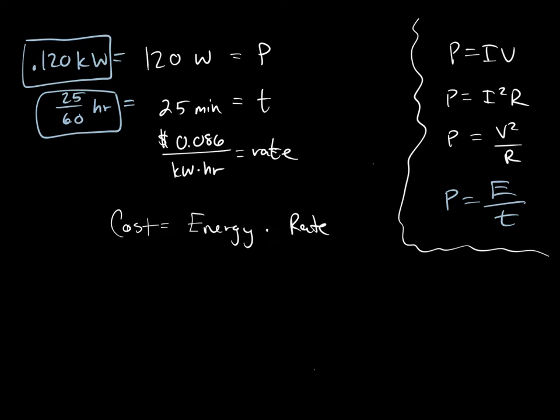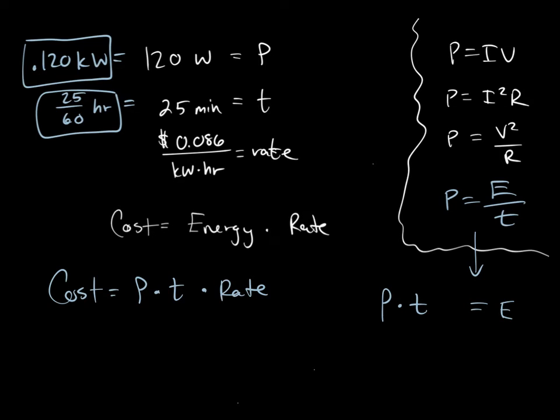What do I do? Amaya? Yeah, multiply by time. So solve this formula for capital E. It tells me that energy is just power times time. So this formula here is really just power times time times rate. And the rate is the cost. The rate is right here. Your units make sense now.